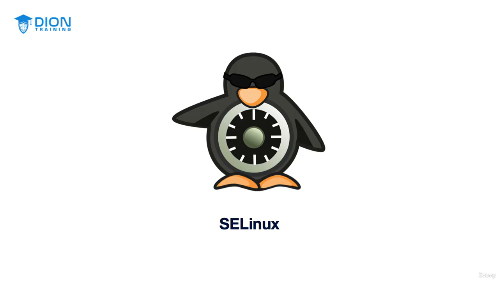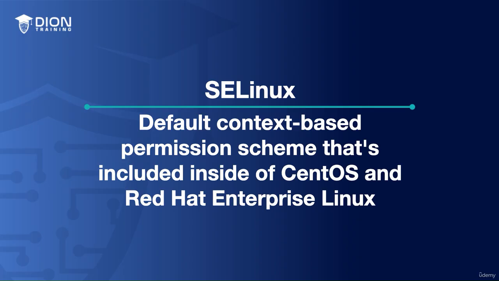Now, SELinux, on the other hand, doesn't allow DAC, and instead it relies on MAC to do its permissions and access control. SELinux was created by the National Security Agency, known as the NSA. SELinux is the default context-based permission scheme that's included inside of CentOS and Red Hat Enterprise Linux. By using SELinux, we have a way to provide additional file system and network security so that unauthorized processes cannot access or tamper with our data, bypass our security mechanisms, violate our security policies, or execute untrustworthy programs.